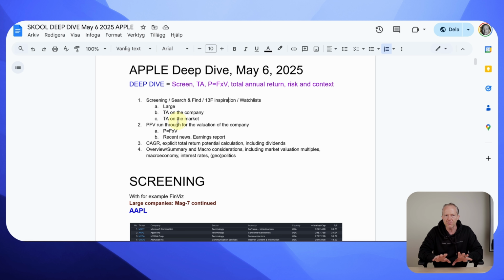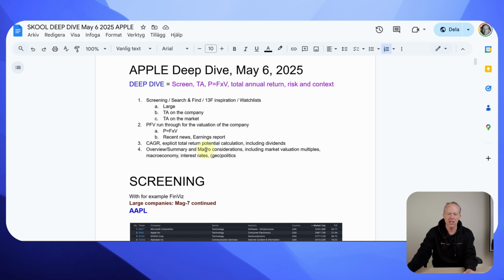And after that, we calculate, of course, the annual total return, because that is what's really interesting. If it's a high dividend yield stock, then the dividend can add a lot of the total return. Sometimes for growth stocks, it doesn't add anything. We will see that when we dive deeper into Apple, where it's actually just a 1% dividend yield addition to the annual share price appreciation.